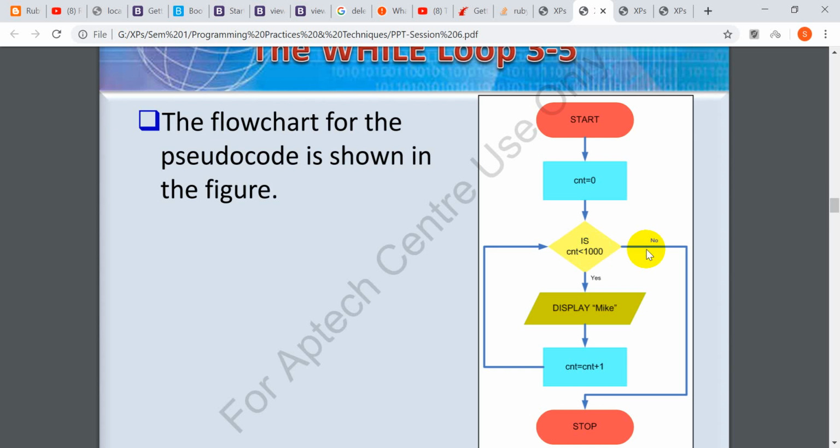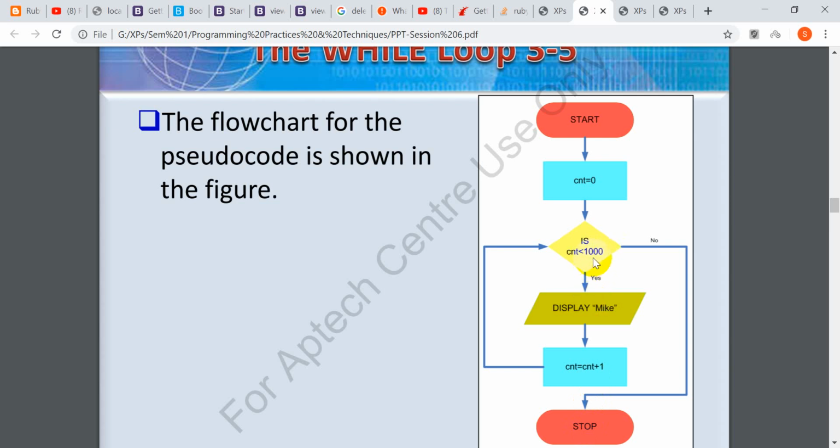No, you see it's greater than 1000. If it's more than 1000, for example it reaches 999, 1000, 1000 is not less than 1000. You see? So if it is no, then it will stop the program. Do you understand? I hope it's a yes. So that's how it is.